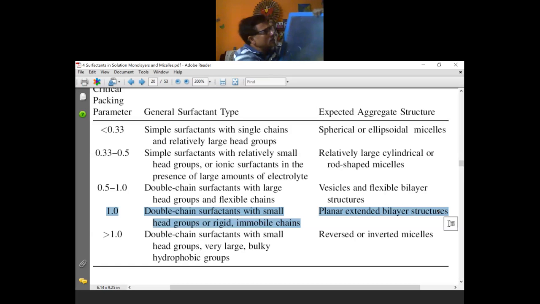Now, how would I know about that? There are certain terms in the critical packing parameter you have seen. What are the terms? The first term is V. V is the volume of the hydrocarbon moiety.